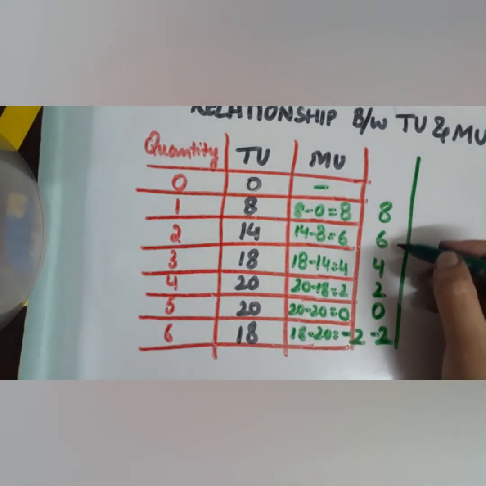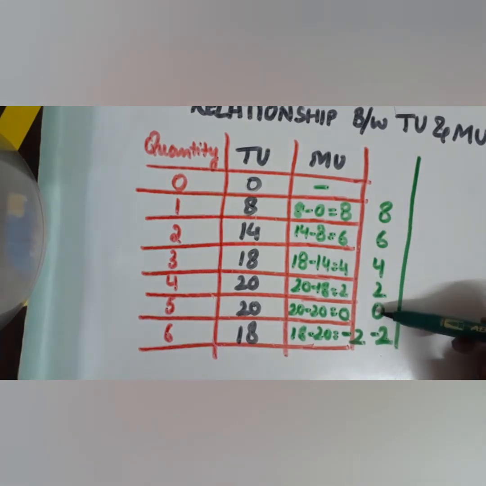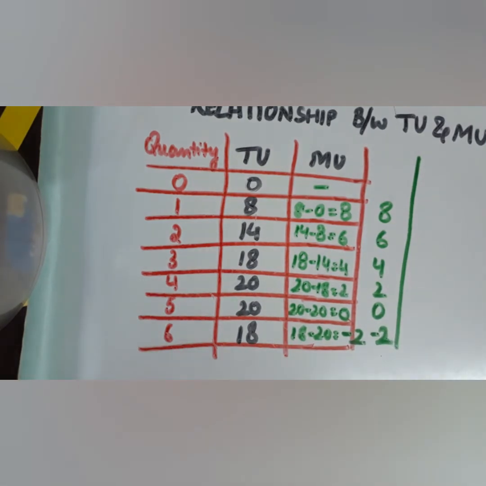So it is, by here you can see it is decreasing. Then 20, decreasing up to here, again decreasing. So we will be discussing when is marginal utility increasing, when is marginal utility decreasing. Marginal utility always decreases. So this is one of the laws, that is the law of diminishing marginal utility.